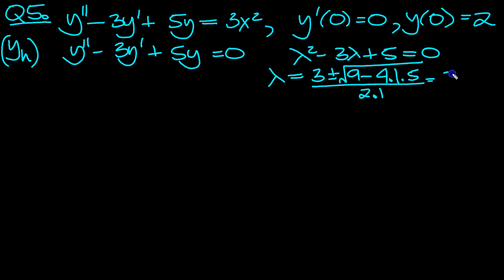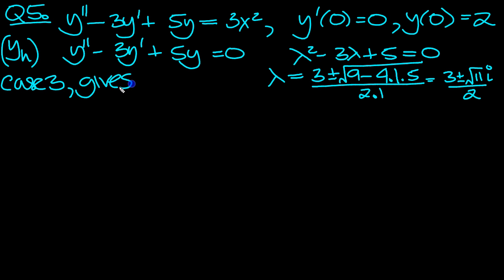So what do we get? We get 3 plus or minus the square root of 9 minus 20, which is minus 11, so that's going to be root 11 i over 2. So we've got a complex root here. This is case 3. Let's have a look at case 3 then, complex roots.